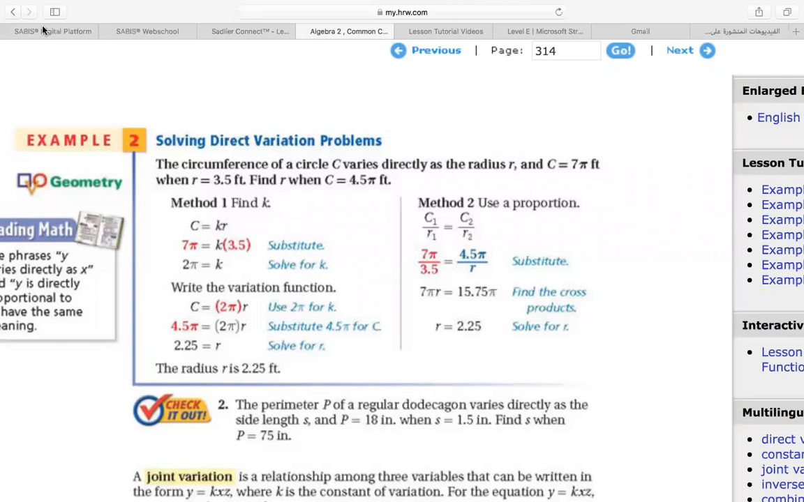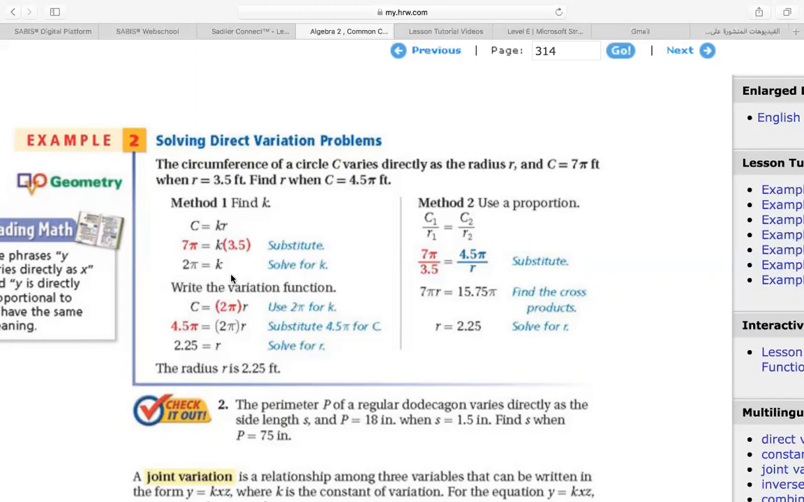Okay, girls, we have another example now. Next page, page 314. Solving direct variation problems. The circumference of a circle C varies directly as the radius r. C varies directly as r. So the relationship between C and r is C equals K r.